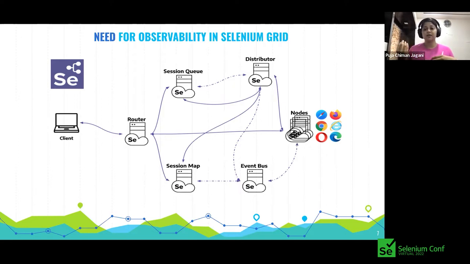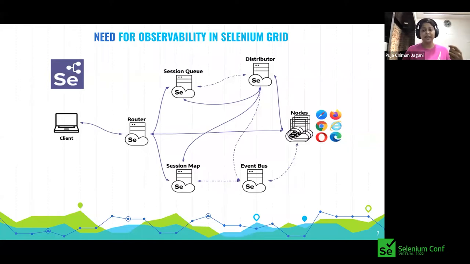Then we have this component called the distributor, which knows that, hey, I have these browsers with me, which browsers are free, which are up and running, which have less load so that I can delegate more tasks. The load balancing bit, a distributor takes care of it. So it will pick a request from the session queue and delegate it to one of the nodes.